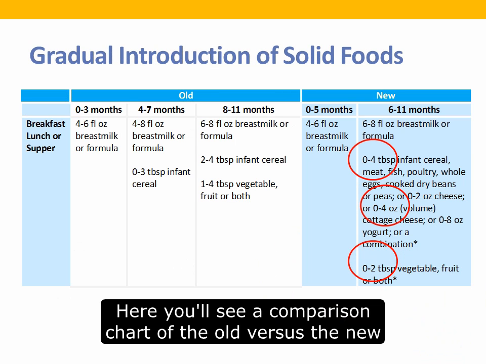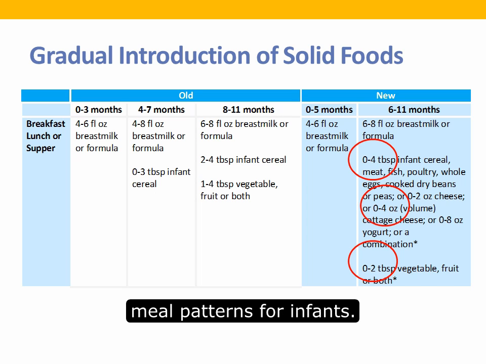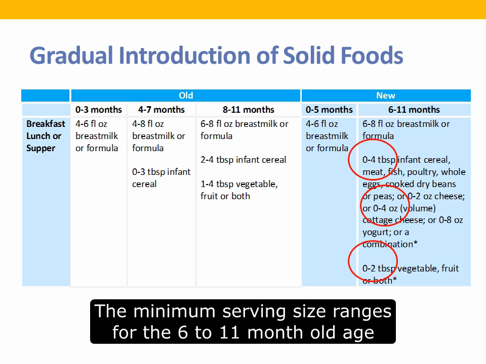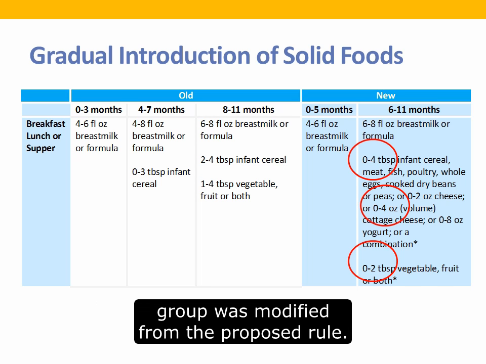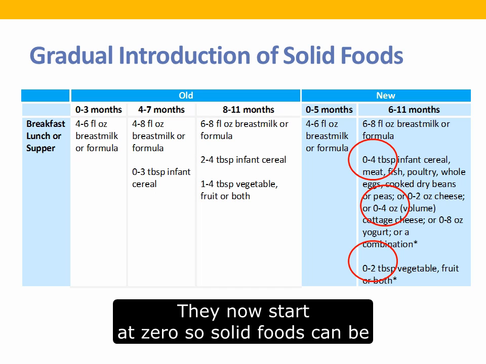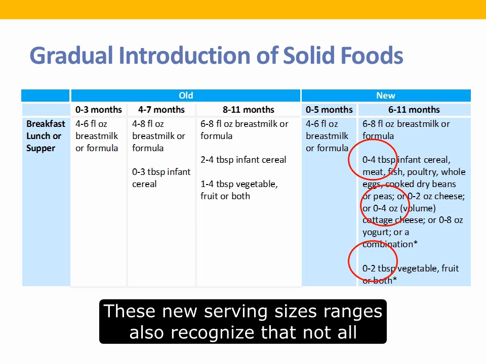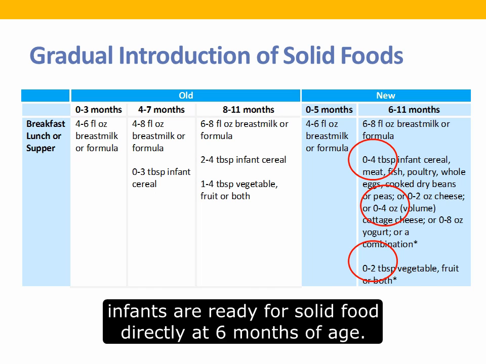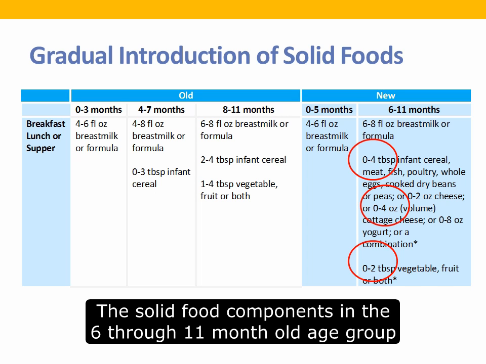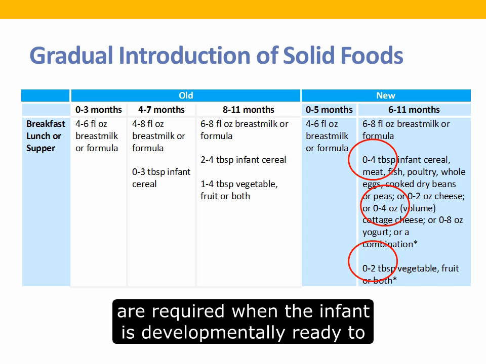Here you'll see a comparison chart of the old versus the new meal patterns for infants. The minimum serving size ranges for the 6 through 11-month-old age group was modified from the proposed rule. They now start at 0, so solid foods can be introduced gradually. These new serving size ranges also recognize that not all infants are ready for solid foods directly at 6 months of age. The solid food components in the 6 through 11-month-old age group are required when the infant is developmentally ready to accept it.